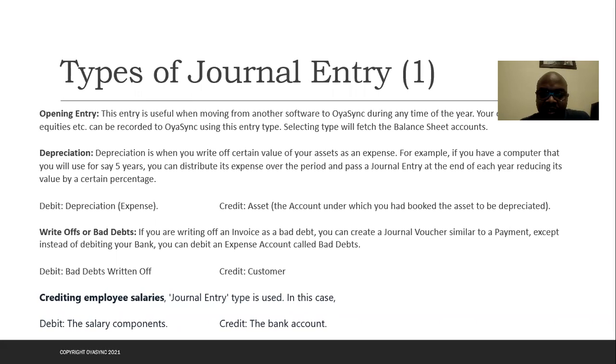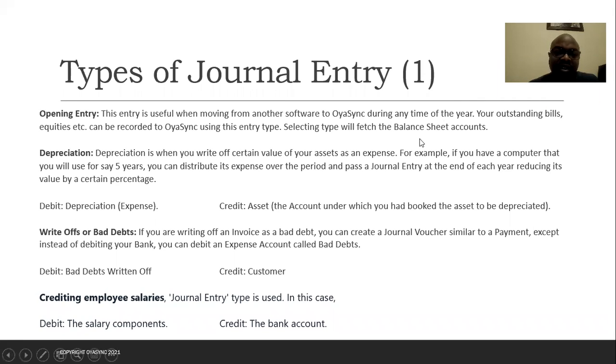So basically, this one is very, very clear. Your outstanding bills can be recorded to OS using this type of entry, open entry. Selecting the type will affect the balance sheet account.